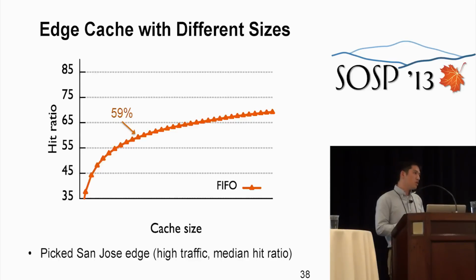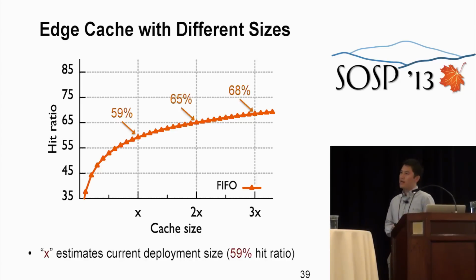First, we did a simulation on the edge trace we collected in San Jose. It is a high traffic edge we have seen in the trace, and it also has a median hit ratio among all the edge caches. Then we replay the trace using its current FIFO algorithm with different cache sizes. Through observation, we know the current hit ratio is 59%. So we can estimate the current deployment size by finding that hit ratio on the curve. Using the same curve, we can see that if we double the cache capacity, we can increase the hit ratio to 65%. Tripling gives a little further improvement to 68%.